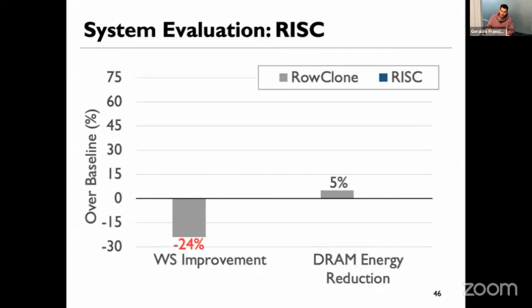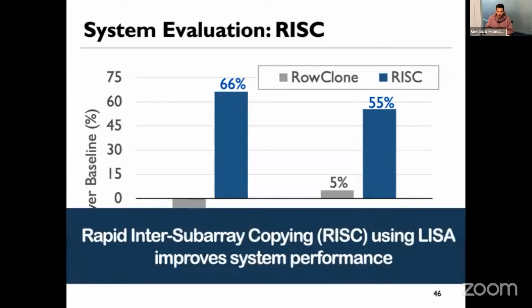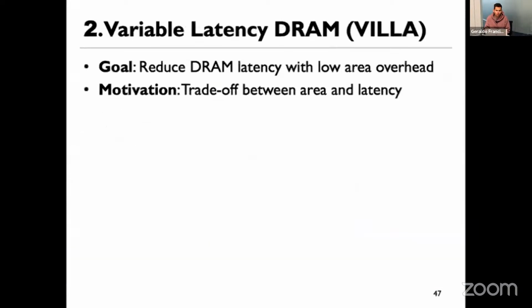So this is a summary of the results. In comparison to the baseline, we see that RowClone degrades throughput, evaluated here as weighted speedup, because we need to use that pipelined serial mode. But if you do that row copy using the RISC implementation, we can improve the system throughput and reduce energy as well. So the conclusion here is that rapid inter-subarray copying using LISA improves system throughput on top of RowClone.